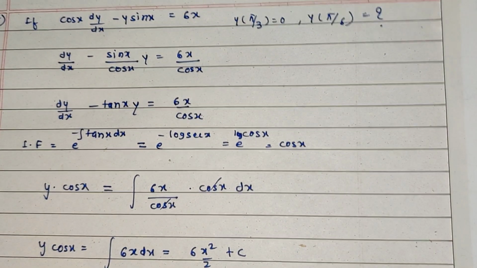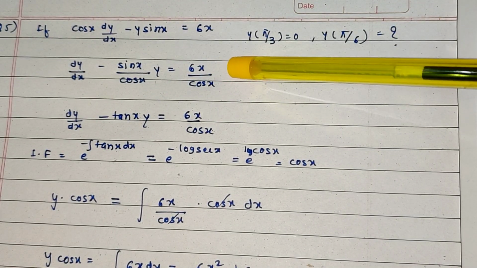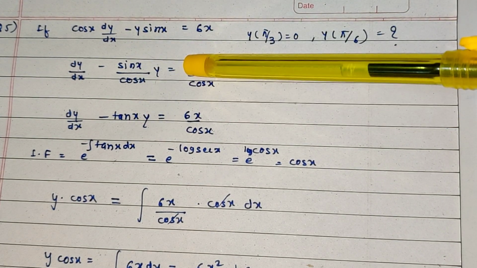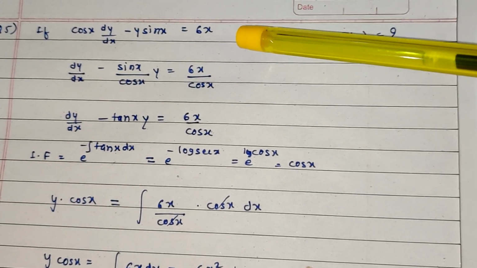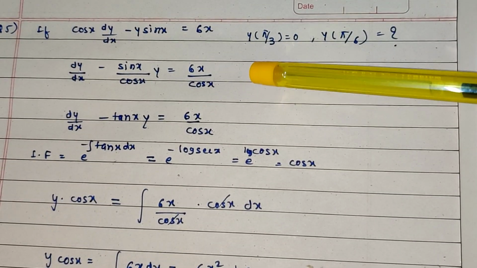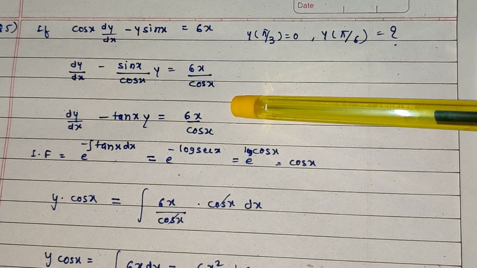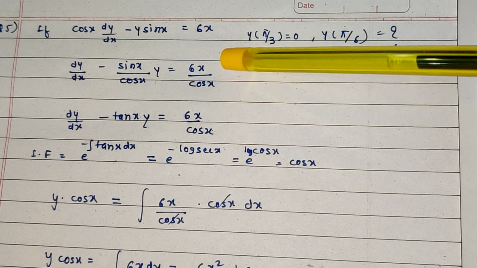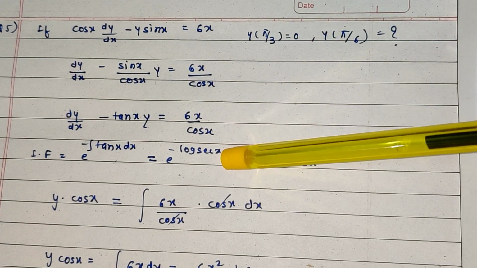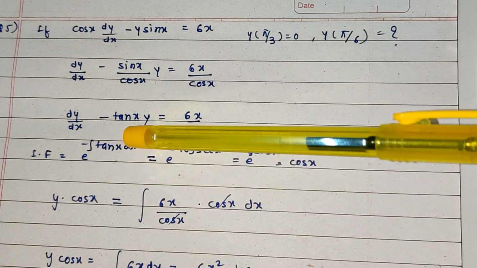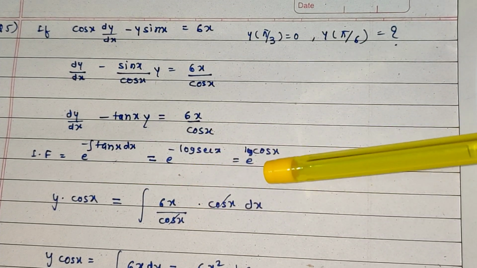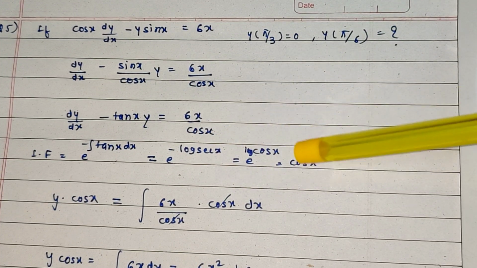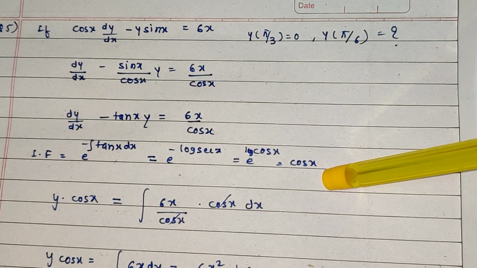Given differential equation, we put in the linear differential equation form, that is dy by dx minus sin x upon cos x into y, that is 6x upon cos x. dy by dx minus tan x times y equals 6x upon cos x. Integrating factor is e raised to power minus tan x dx, and it is e raised to power minus log of sec x, that is cos x.